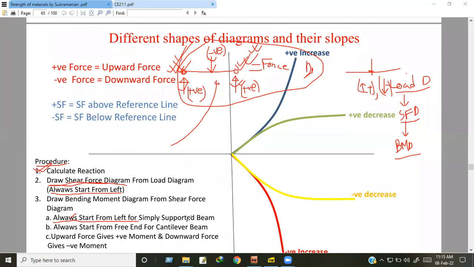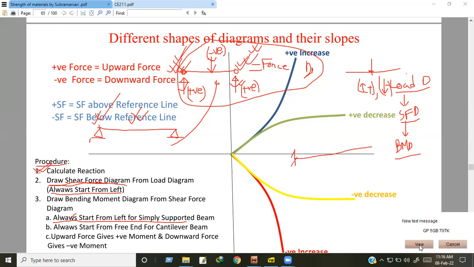For a simply supported beam, that means a support here and a support here are provided, we always start from the left portion. If a beam is cantilevered, that means if I provide a support only here, then this is a cantilever beam.